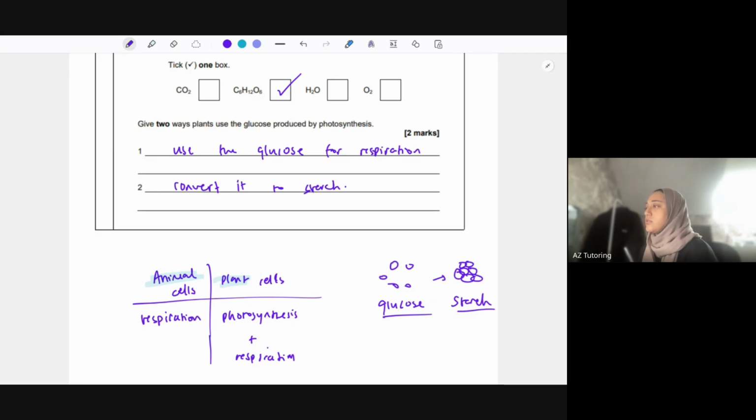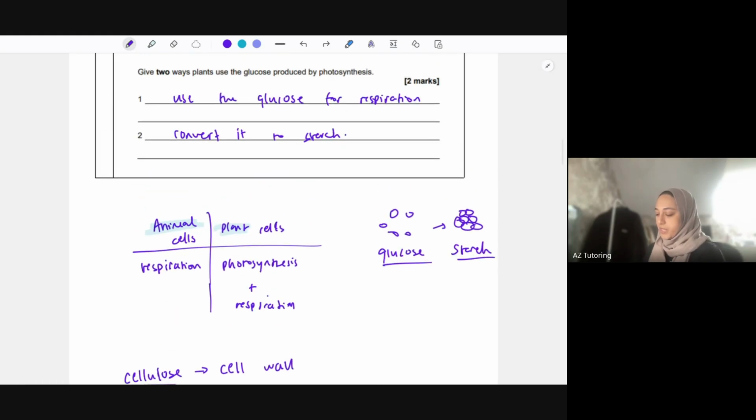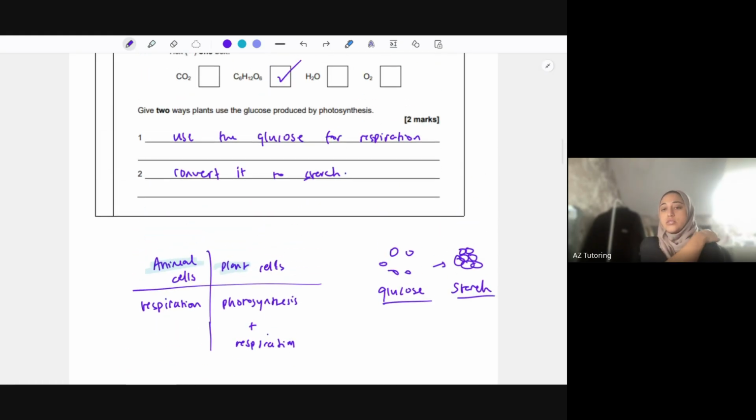I'll give you a few other answers that you could have put down. So you could have said to produce fats and oils and store that away. You could also say to produce cellulose. Now remember, cellulose is a type of sugar that's in the cell wall of the plant cells. So the cell wall is made up of cellulose, so the glucose can also go to produce that. You could also say to produce amino acids or to produce protein as well. But I think they're probably the 2 safest answers to go with.